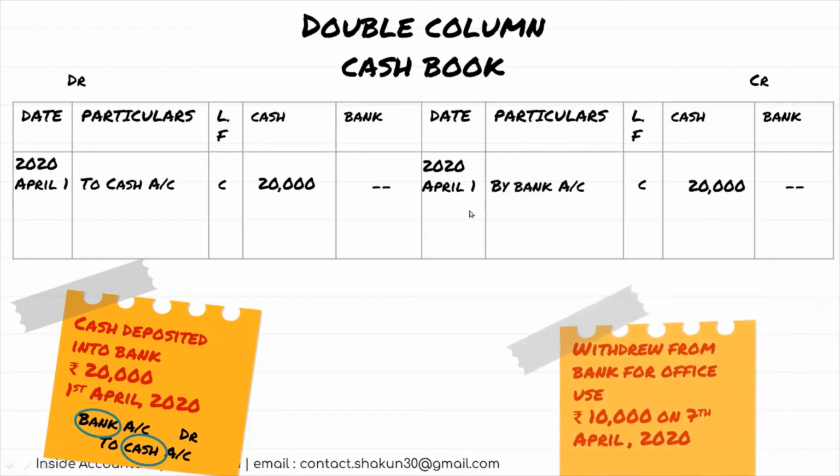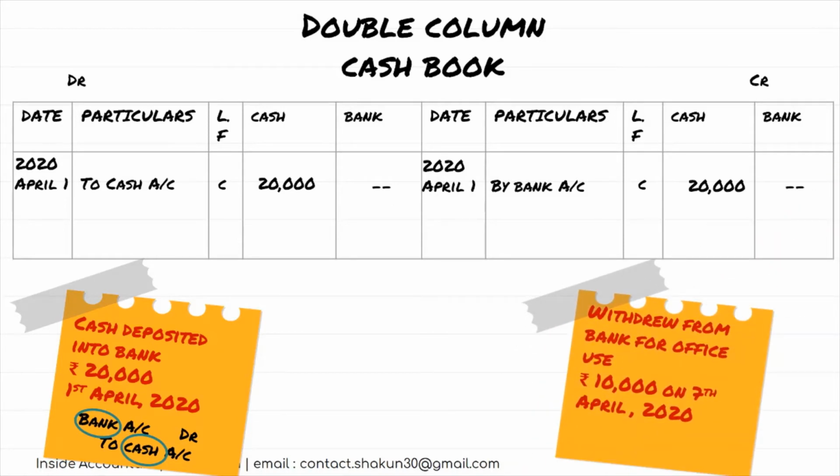Let's take another example. Withdrew from bank for office use 10,000 on 7th April 2020. Now, withdrew from bank for office use. What have you withdrawn? Cash. From where? From the bank. So, our entry would be cash account DR to bank account.